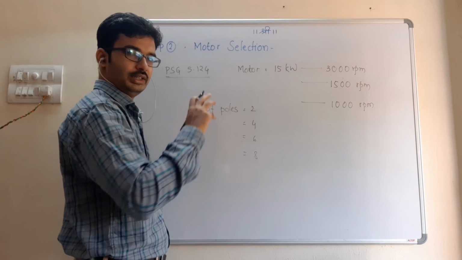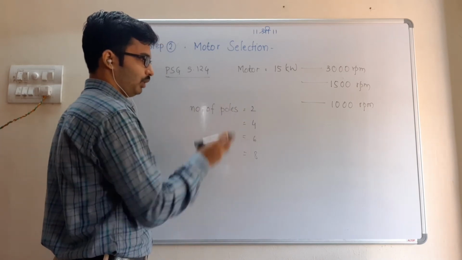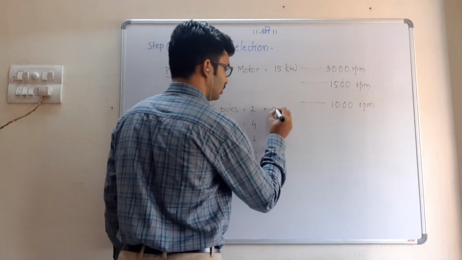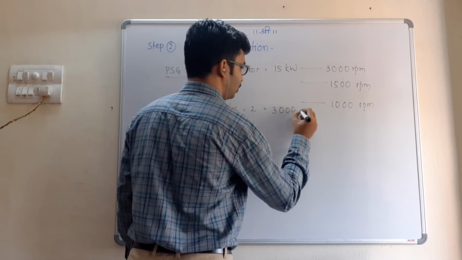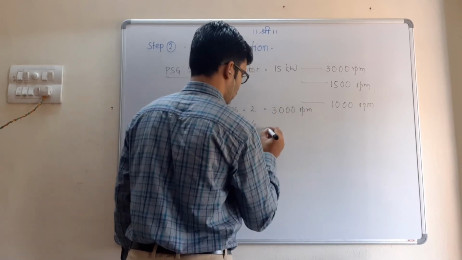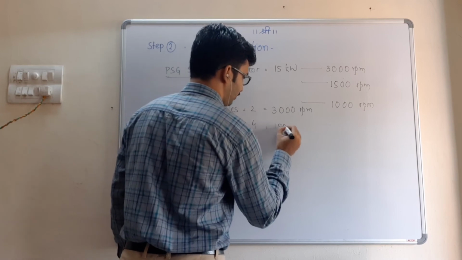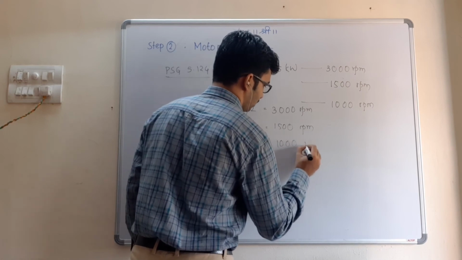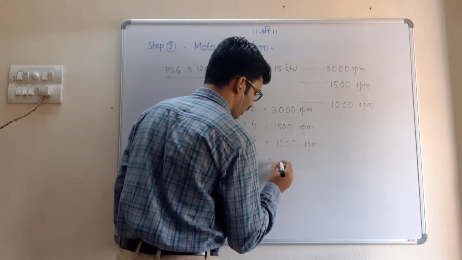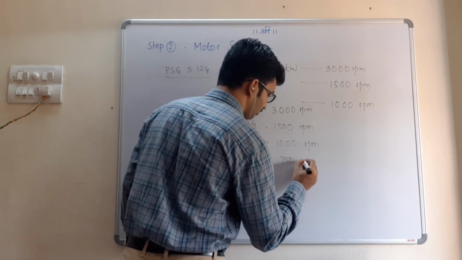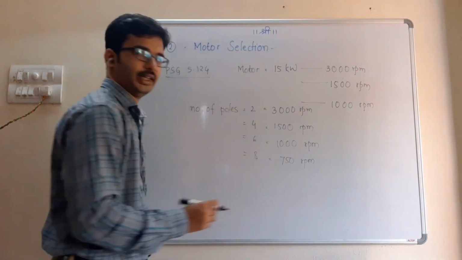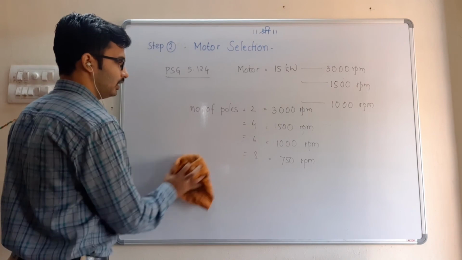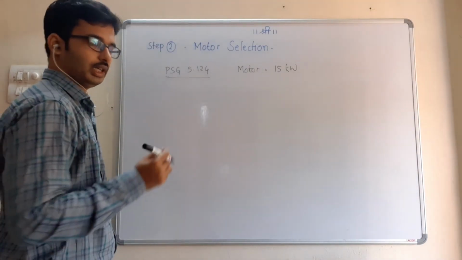Now if we consider a standard RPM for the number of poles, then for 2 poles, the RPM of the motor remains 3000. For 4 poles it is 1500 RPM. For 6 it is 1000 RPM. And for 8 it is 750 RPM. Then how to decide it? For that we have one empirical relation. Now what is that empirical relation?